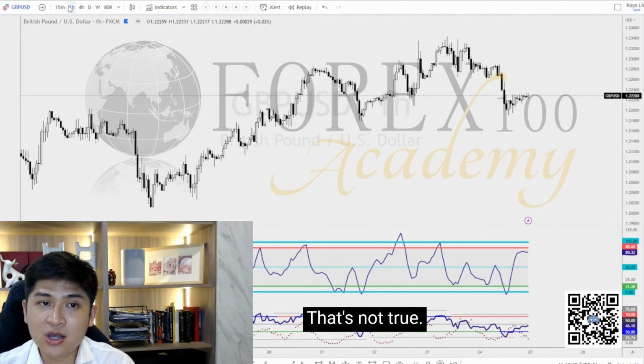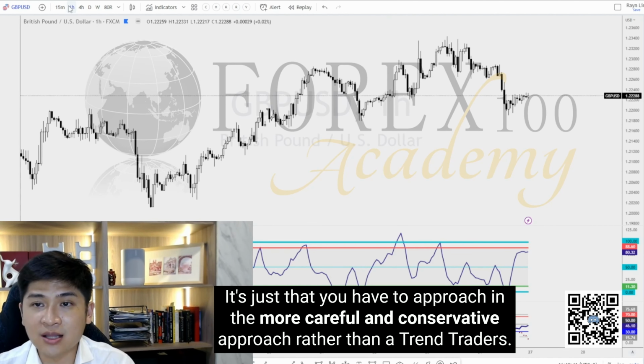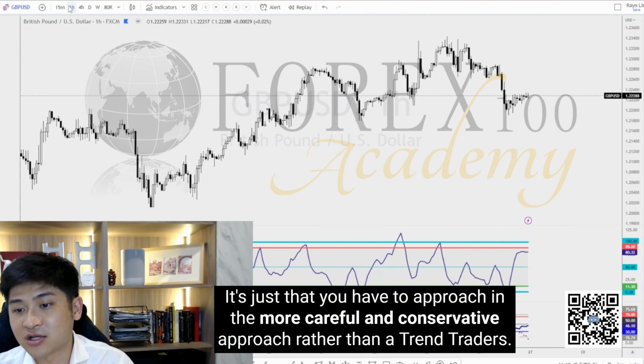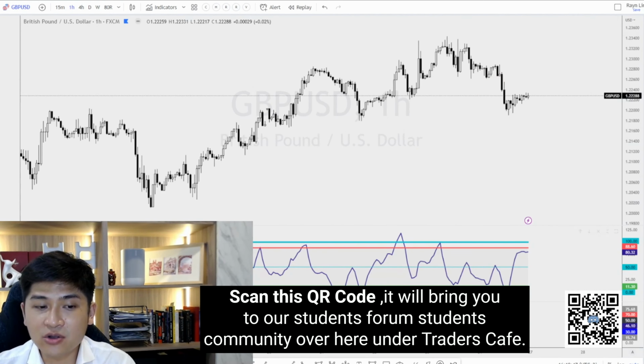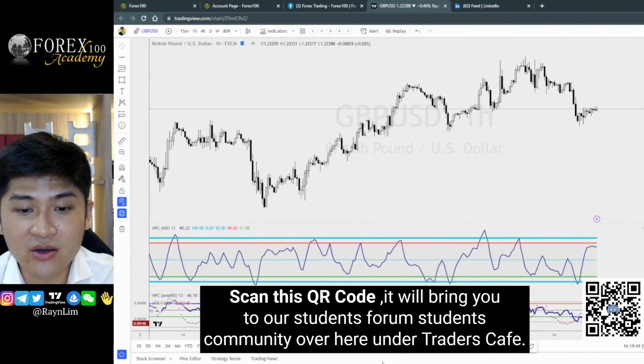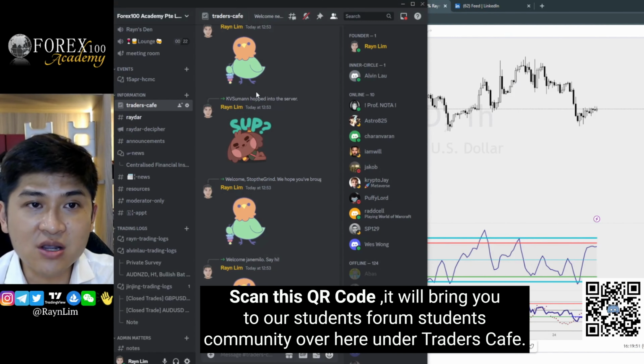That's not true. It's just that you have to approach in a more careful and conservative manner rather than as a trend trader.